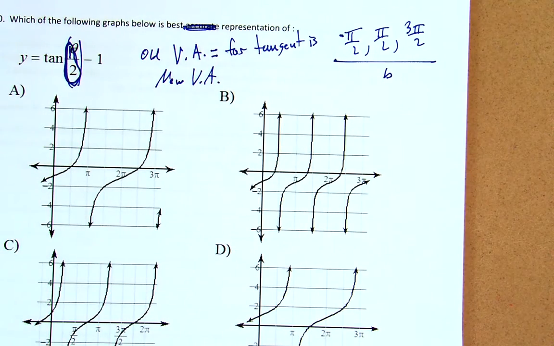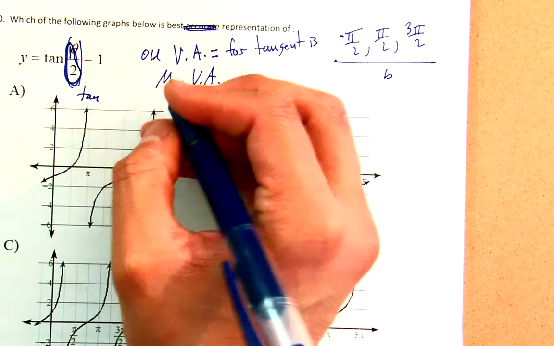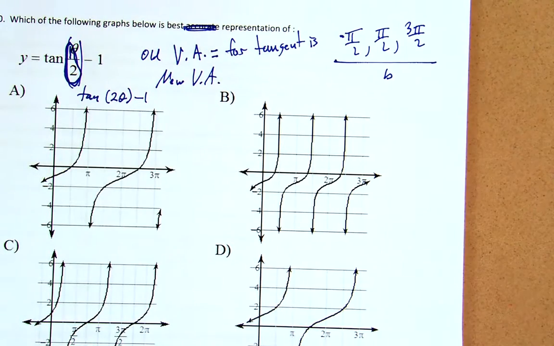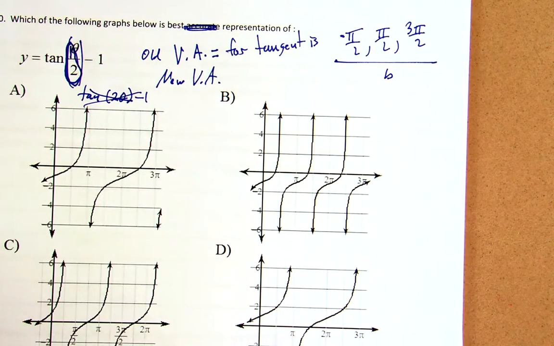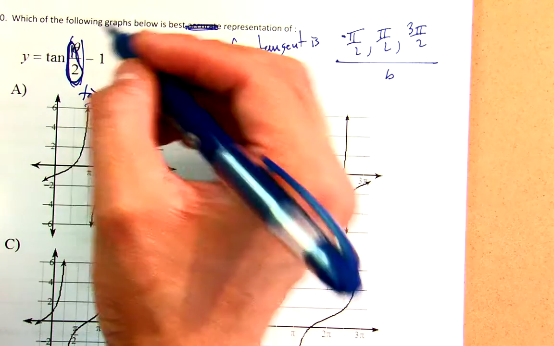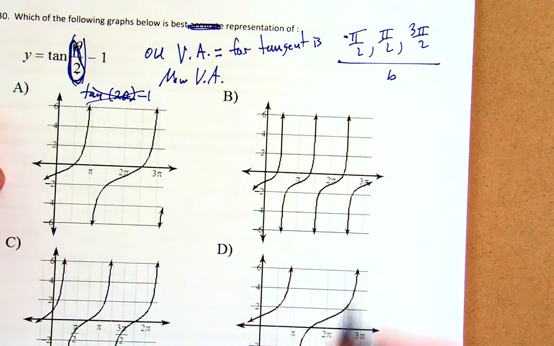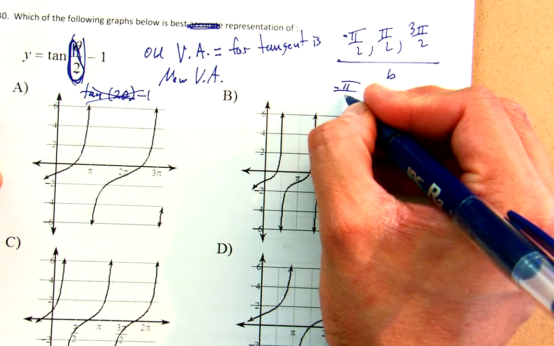And what is b here? Not 2. If b was 2, it would look like this. So b is clearly not 2. B is 1/2. Why? That's the number in front of theta, right? It's not 0. It's a variable. So b is what? 1/2. So I'm going to divide each of these by 1/2.